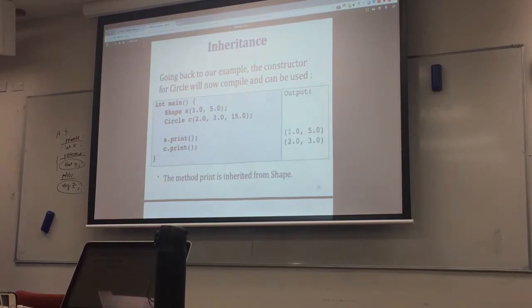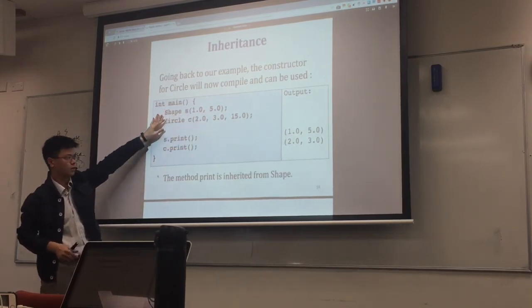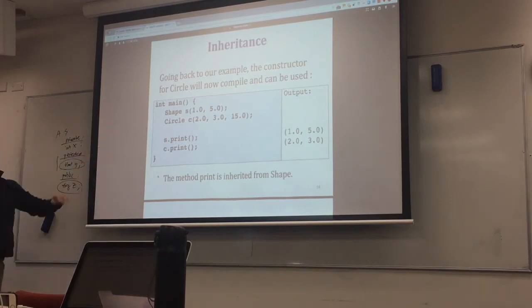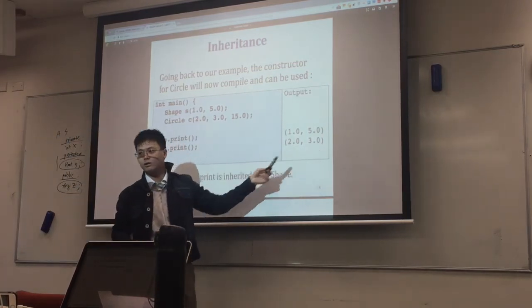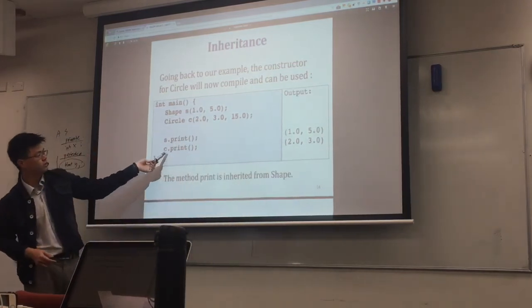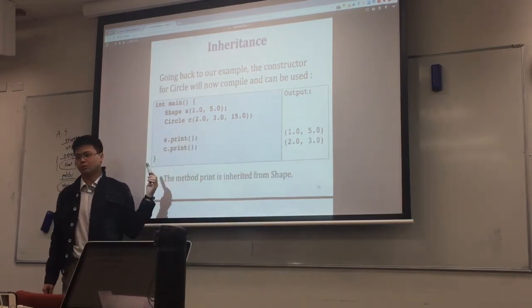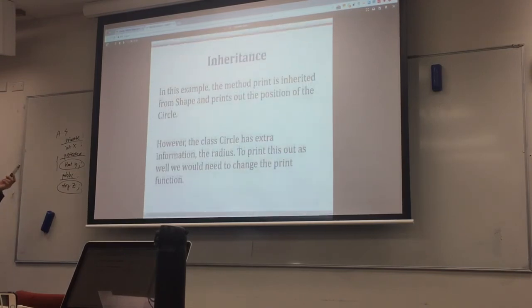Alright, so previously we declared a function print in shape that prints out the first two variables that you give to the constructor. And these represent the coordinates in a two-dimensional space. However, circle has another variable, radius, and we want it to be printed out as well. So if we call print in C, it will only print the first two variables, which is not what we want. We want it to print out the third one as well. So what can we do?